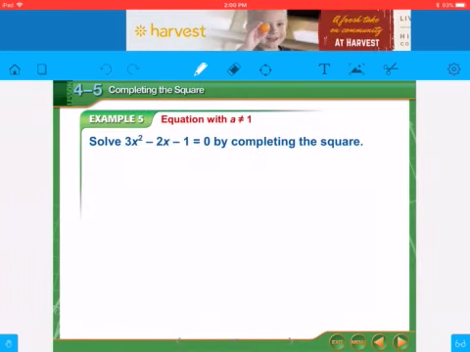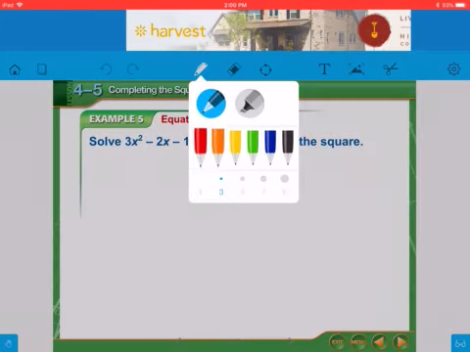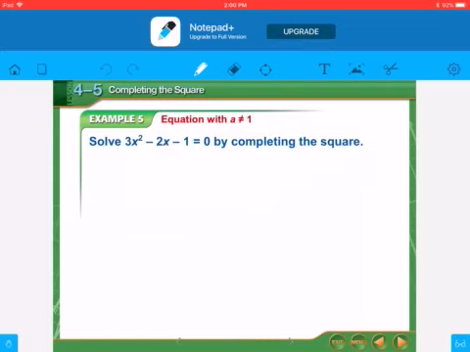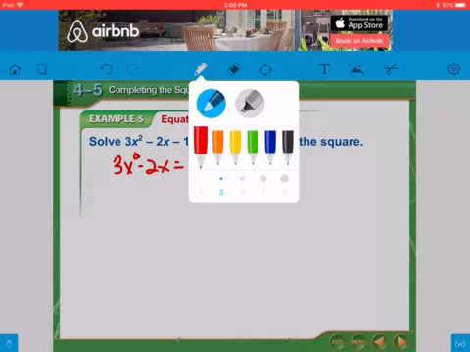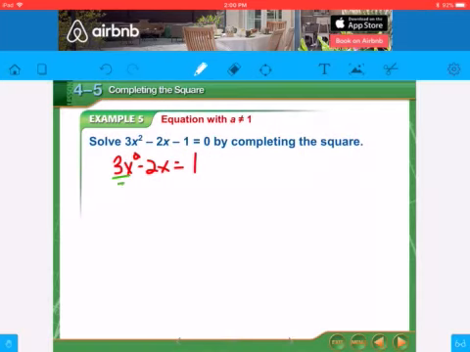Okay, I have 3x squared minus 2x minus 1 equals 0. So first we have to get anything with an x on one side, anything without it on the other side. So I have 3x squared minus 2x equals 1. Now this one's a little different because our a is not 1. So when that happens, you have got to divide everything by a. So we're going to divide everything here by 3. So I get x squared minus 2/3 x equals 1/3.